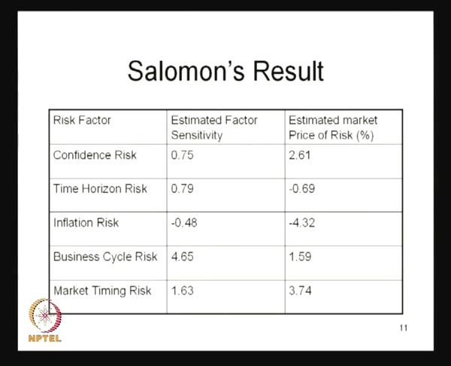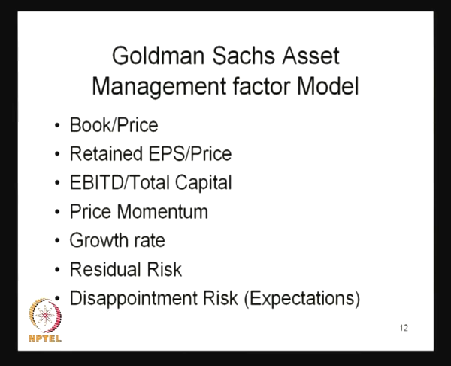If you see these things, they found the sensitivity of 0.75, and the estimated market price of the risk is 2.61. Time horizon risk is 0.79, which is your investor's time horizon, and the estimated market price is minus 0.69. Inflation risk 0.48, estimated market price minus 4.32. Business cycle risk is 4.65, estimated market price is 1.59, and market timing risk is 1.63, and the estimated market price of the risk is 3.74.